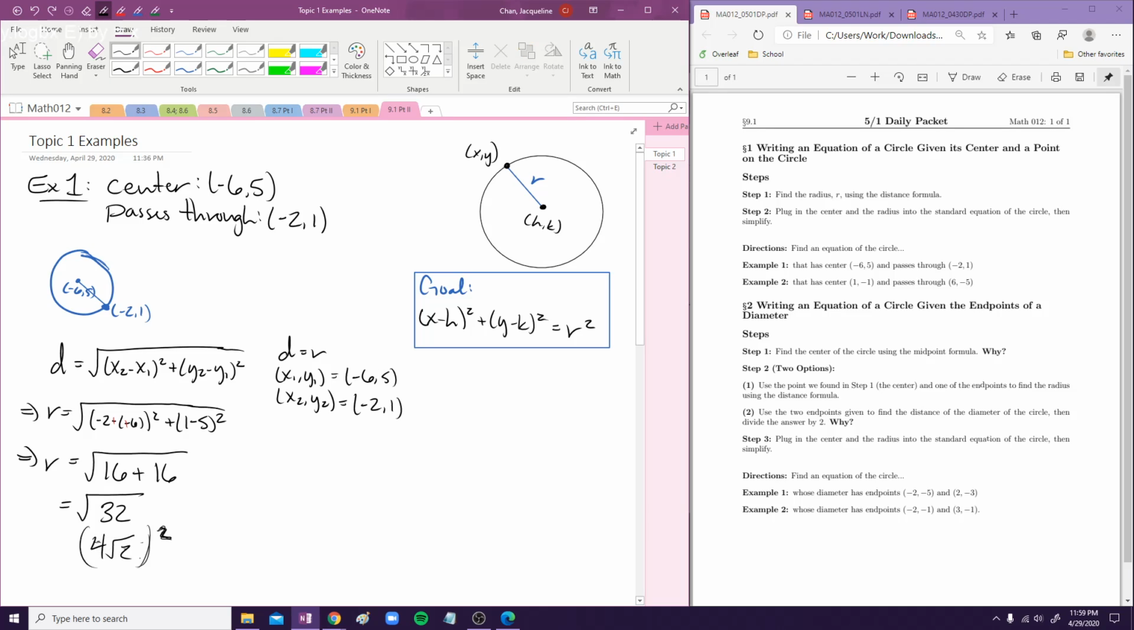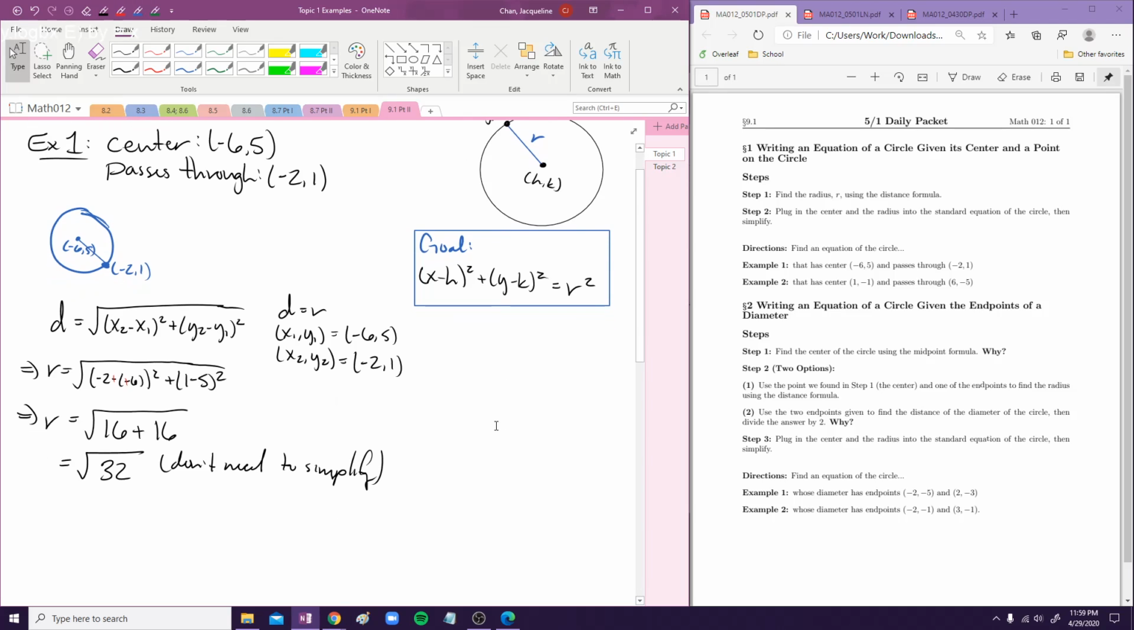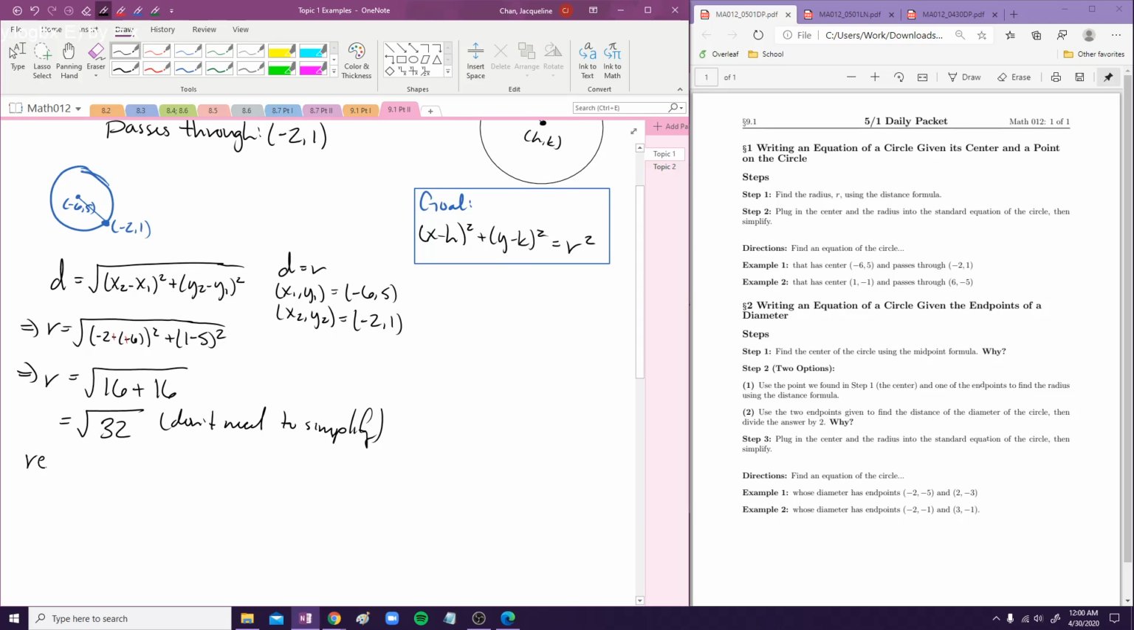all will be fine. So in this case, you do not need to simplify. Now that we found the radius, we know the center and we know the radius. Those are the two things that we need to know. Since we know them both, we can now plug them into our equation. So remember, recall the center.